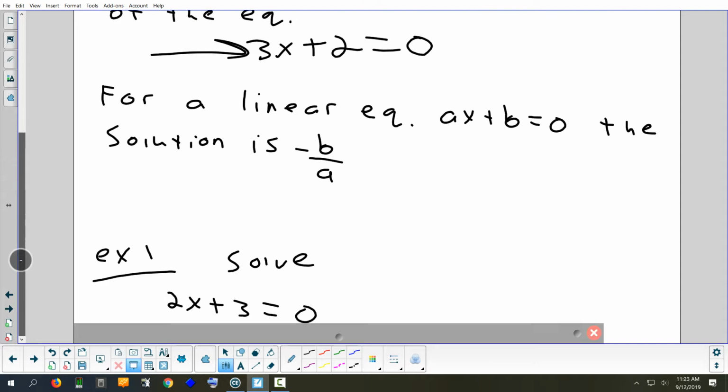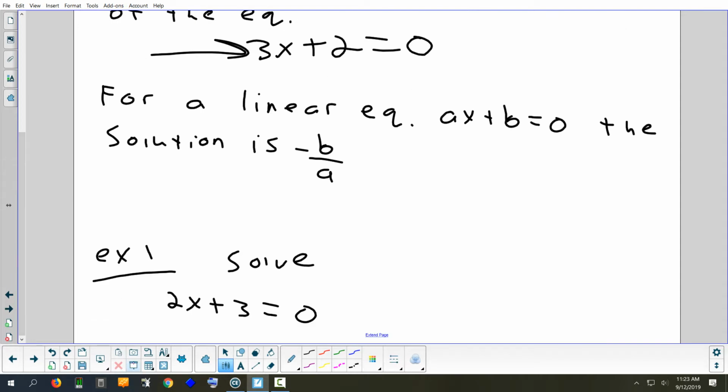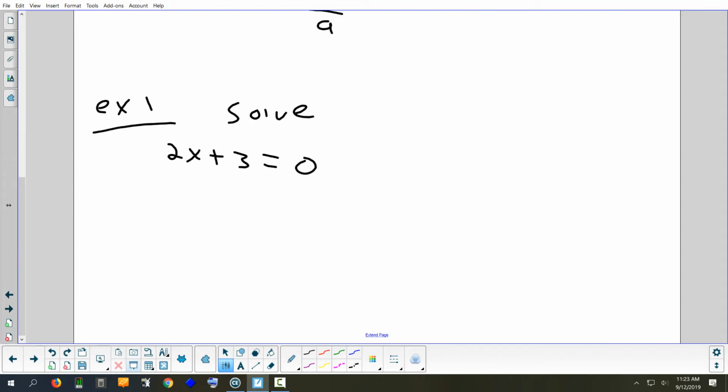That's almost the same problem I just gave you. So what would be my root right here? Negative 3/2.